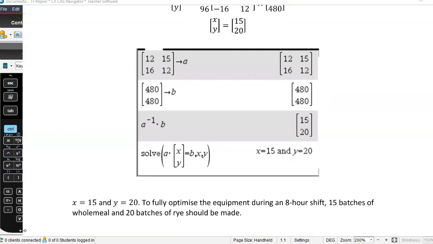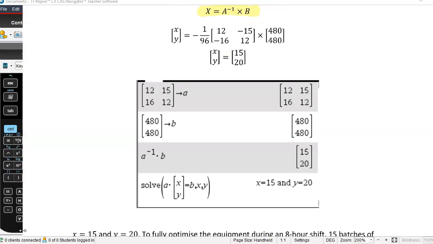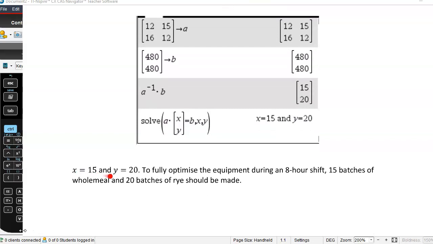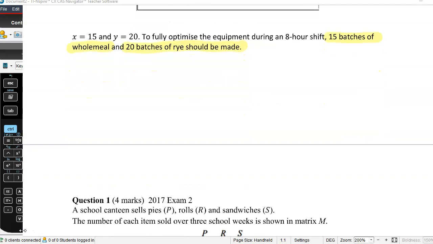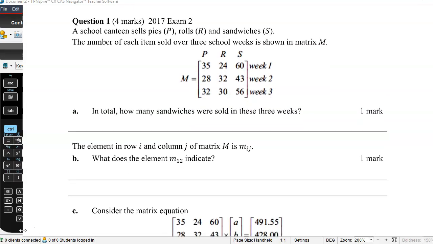Now, if you're asked for something like this, you can't just give the matrix unless they ask for a matrix. You've got to then extract the information and say what it is. So here, to fully optimize the equipment during an 8-hour shift, 15 batches of wholemeal and 20 batches of rye should be made. Okay, so I've got now some past exam questions.